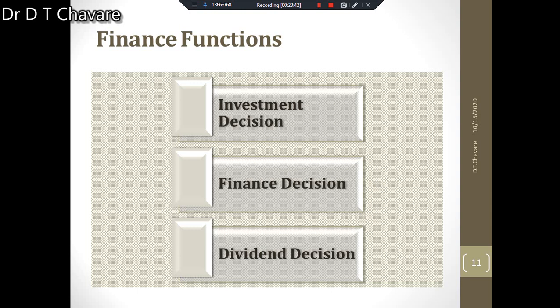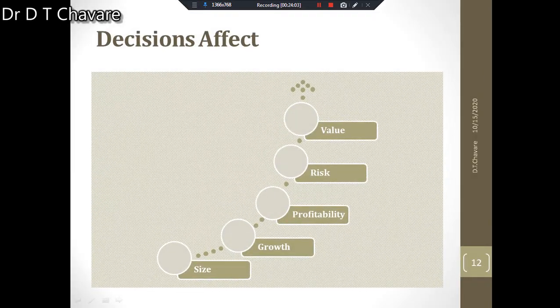Theoretically, the dividend decision depends on whether the company or shareholders can make more profitable use of the funds. In this way, the financial functions are divided into three classes. First, investment decision. Second, financial decision. And third, dividend decision. Such decisions also affect the size of the business, the growth of the business, the profitability of the business, the risk of the business, and of course the value of the business.